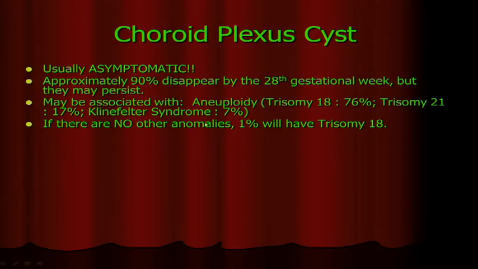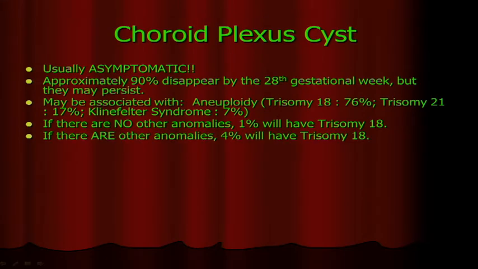If there are no other anomalies, 1% will have trisomy 18. So the risk of amnio, the risk of a miscarriage, is higher than 1%. I don't know what it is, but it's higher. If there are other anomalies, 4% will have trisomy 18, so the risk is higher than the amnio risk and they would offer an amnio. So apparently amniocentesis has between a 1 and 4% chance of causing a miscarriage.